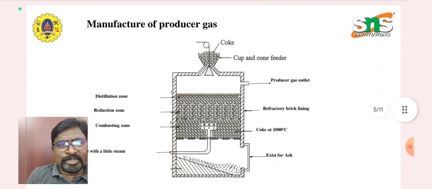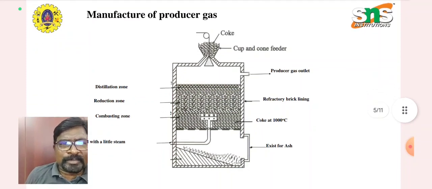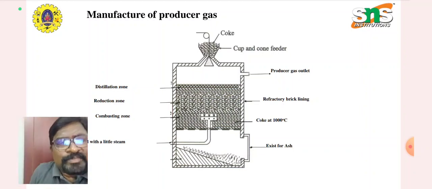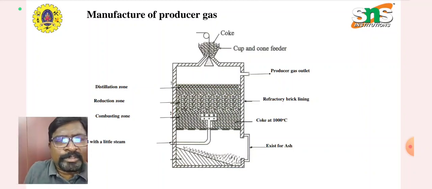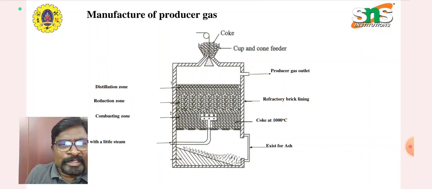This diagram shows the reactor setup for the manufacture of producer gas. You can see at the top there is a provision for feeding the coke. Similarly, at the bottom there is a provision for supply of input, that is the air as well as steam combination. And there are three regions: one is the combustion zone, one is the reduction zone, as well as the distillation zone.